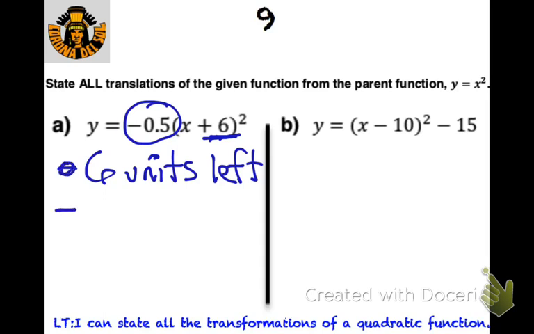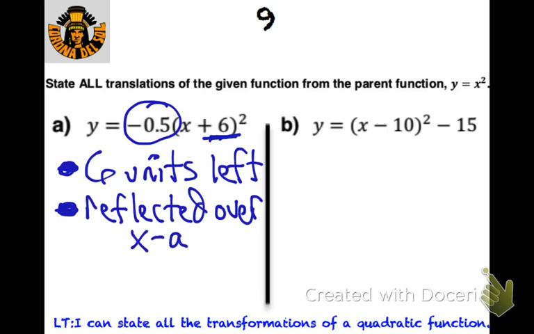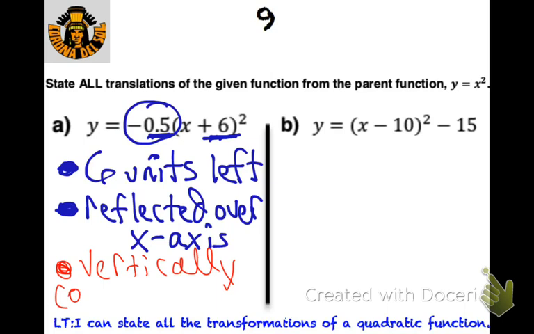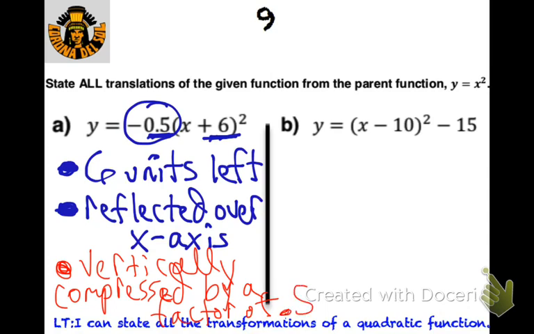And then what this does is it does a couple things. So, oops, I don't want that to look like it's a -6 or anything. I'll just do bullet points. The minus sign is going to reflect it over the x-axis. So I'm going to say reflected over x-axis. And then what the 0.5 part does is, because it's a number that's smaller than 1, it vertically compresses the graph. So vertically compressed, by a factor of 0.5, okay? All right.